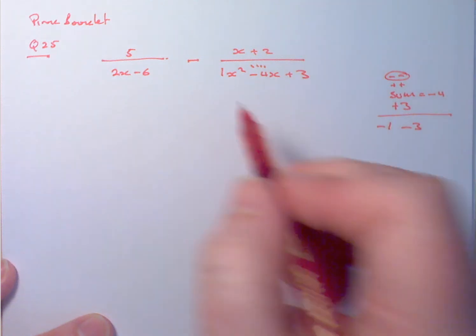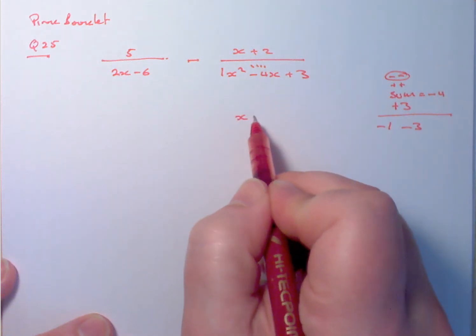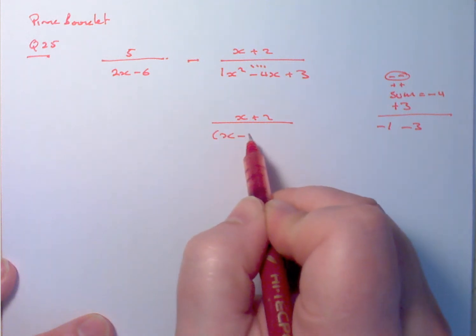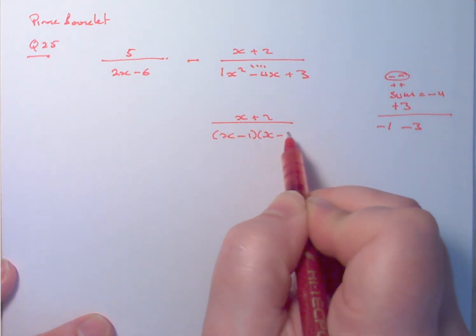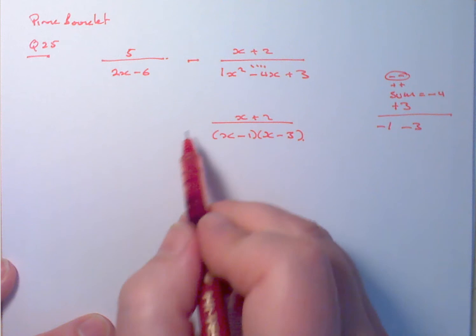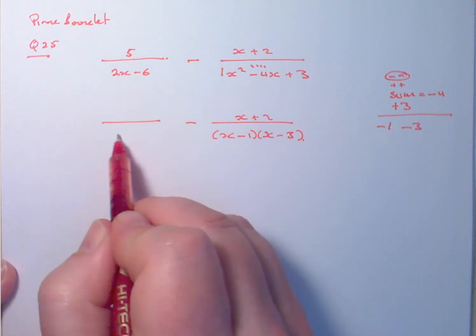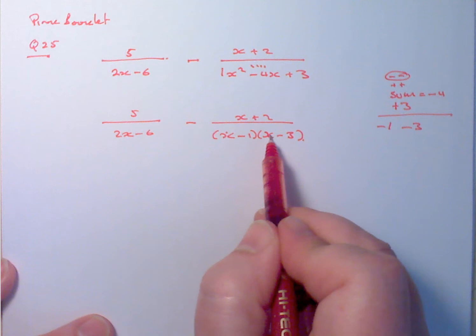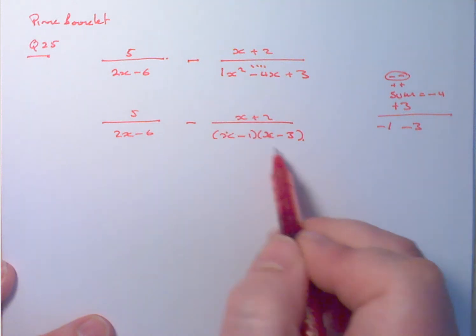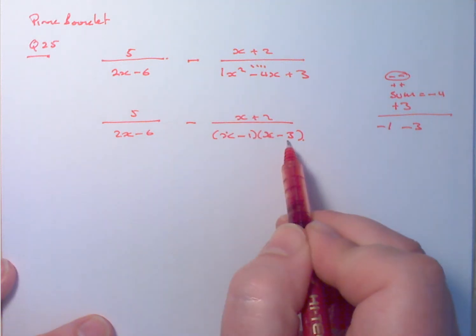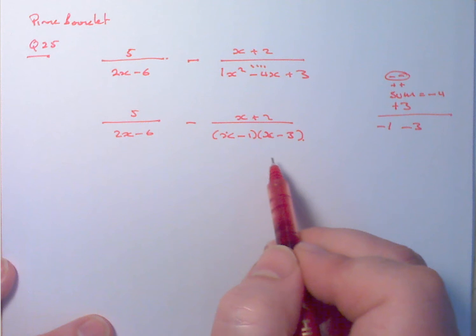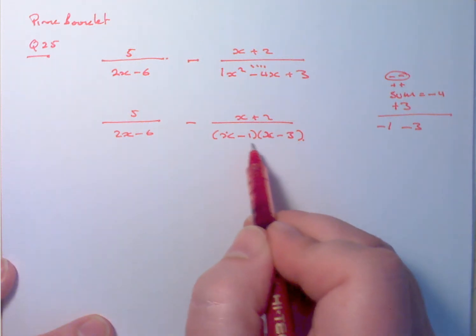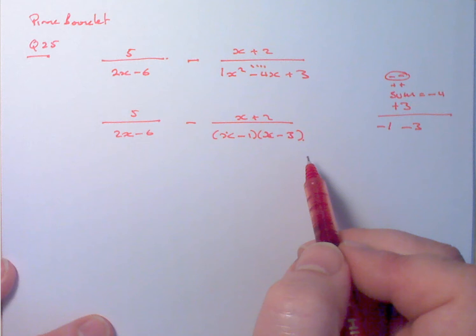So I do those brackets again. I get x plus 2. Now I've got x minus 1 and x minus 3. In my mind, I'm going to double check that that works out. x times x does give me x squared. If I check the back number, -1 times -3 does give me +3. And here you can see I'm going to take away 3x and take away x. That does give me take away 4x.